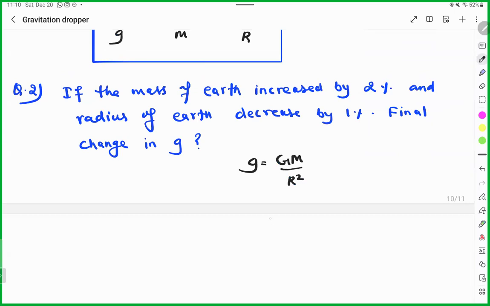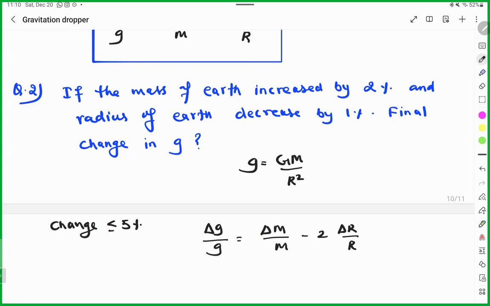Sir, approx 25, 24%. Yeah, okay, check it again. So if any change is less than 5%, what will happen? You want to calculate delta G by G, delta M by M minus 2 delta R by R.